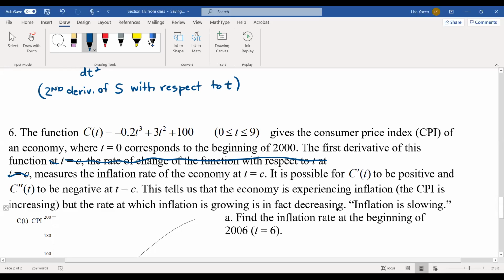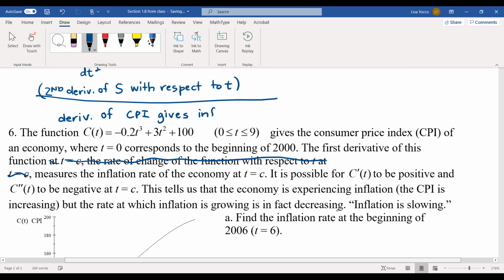Okay, so I'm just going to again write it a little more succinctly. All right, so the derivative of the CPI gives the inflation rate.